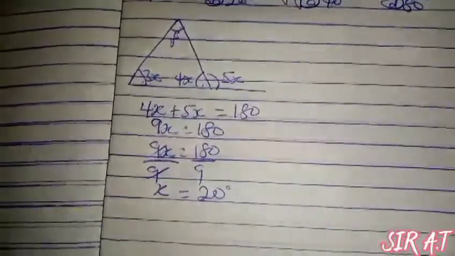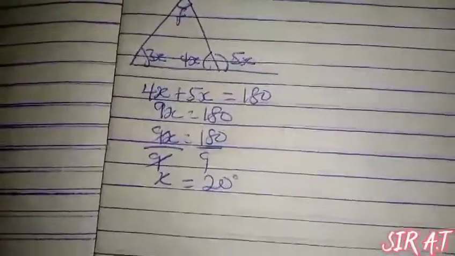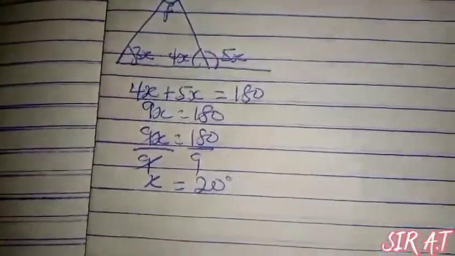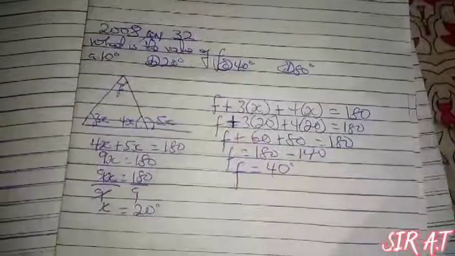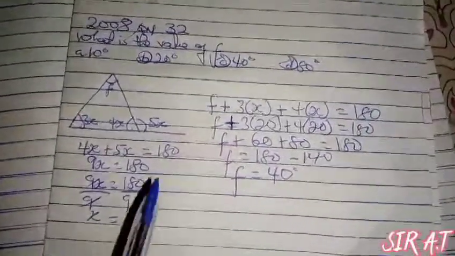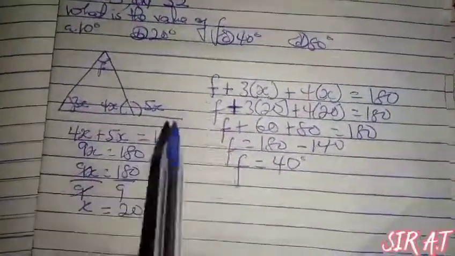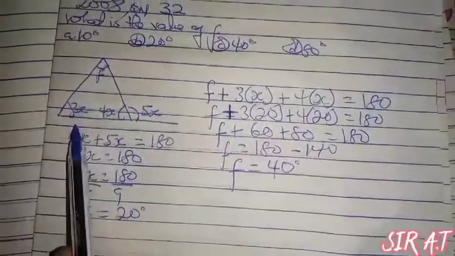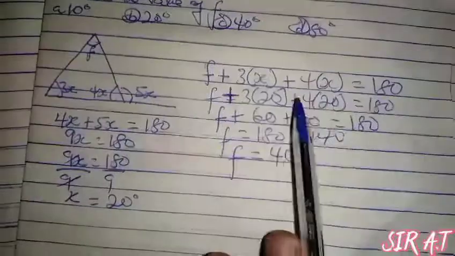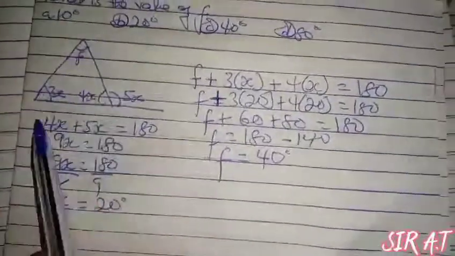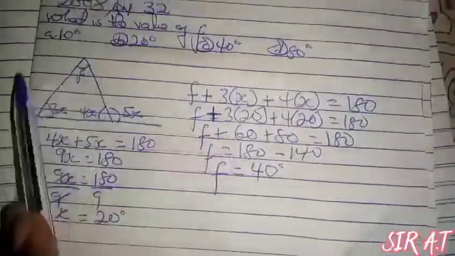That is, the sum of interior angles of a triangle is 180 degrees. So our f has been worked out. So we know that when you put f, 3x and then 4x together, it is equal to 180. That is another property: the sum of the interior angles sums up to 180.